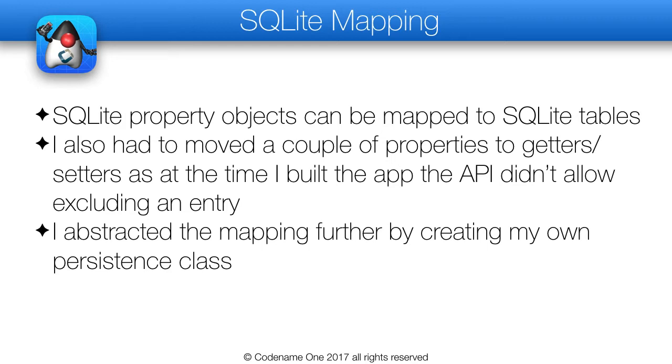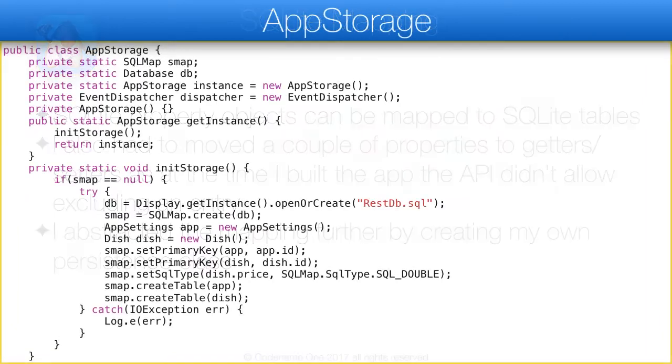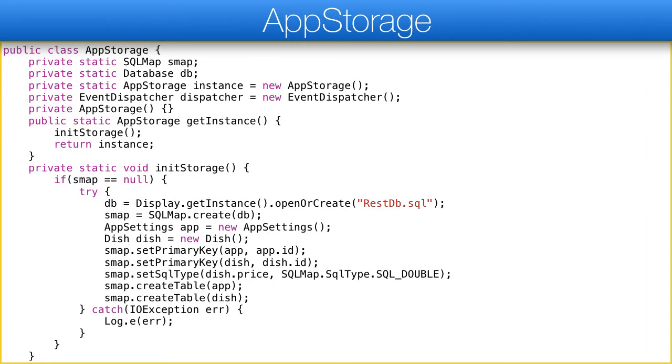I used a local abstraction for all the persistence code to make it more domain specific, which is a good practice in general. App storage abstracts the process of saving the objects. So right now it's implemented using SQL map, but in theory we could replace that.